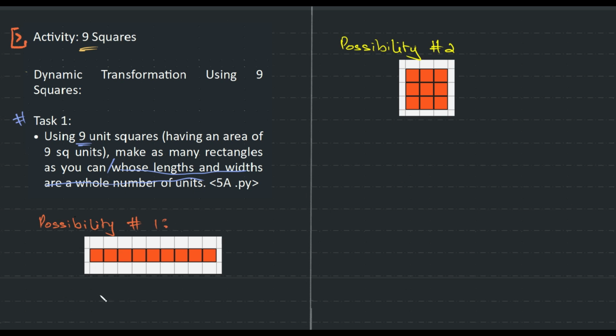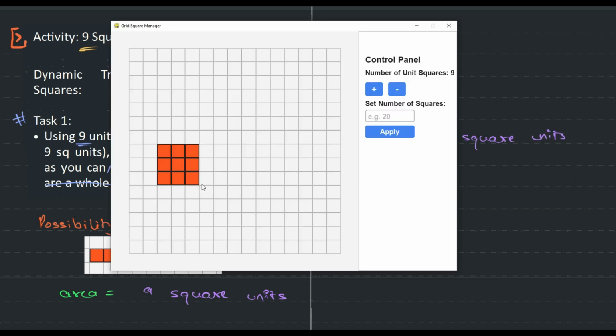In both the cases, my question to you guys is, what is the area? Yes, it is 9 square units. Why? Because we are using 9 squares. That's it. 9 square units. Right? Because we are using the same thing again and again. So number of unit squares is 9. So all of this is of 1 square unit dimension.